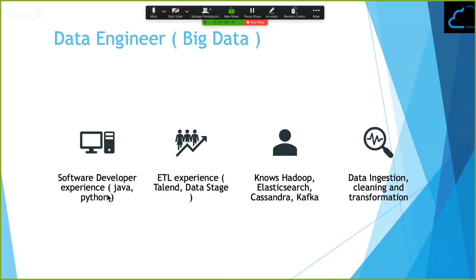So a data engineer is mostly a software developer who is very handy with data, but not necessarily a data scientist. A lot of people who think of a data scientist are actually talking about this role. Then you have another one, which is the data scientist.